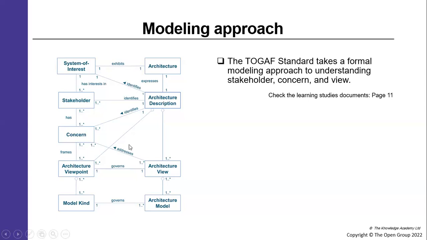For example, in phase B, you create the blueprint for business architecture. That is the architecture view, correct? So what is it doing? It is addressing the business concerns of the client. And the architecture view governs the architecture viewpoint. What is the viewpoint here?